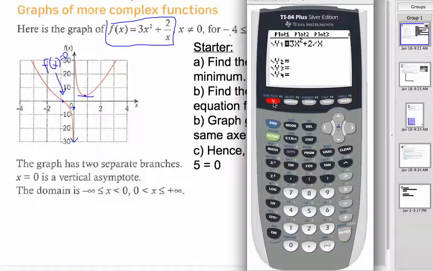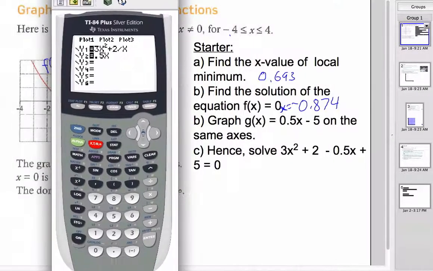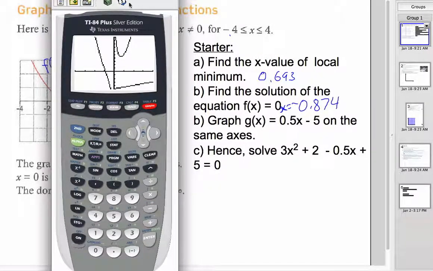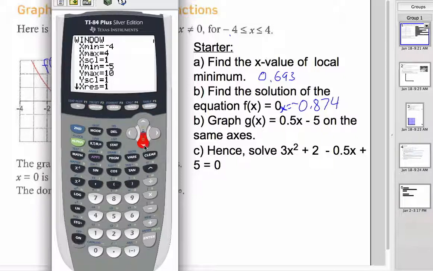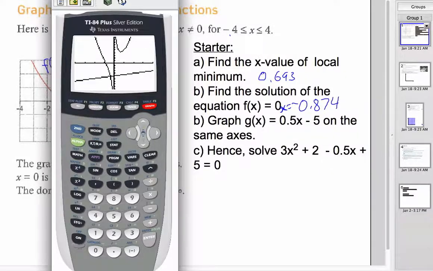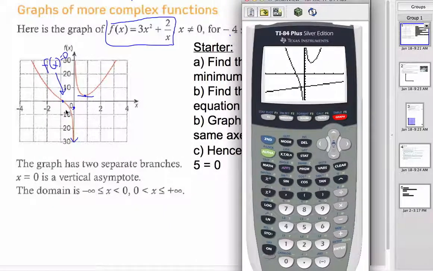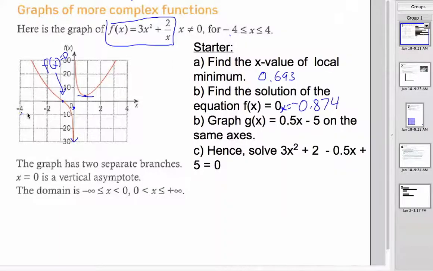So I'm going to graph that on the calculator. Let's see what that looks like. 0.5x minus 5. So that's what it looks like. I'm going to change my window now, I'm going to change the y min to be -10. Alright, so that's what it looks like there. So let's basically sketch that right here. So we do have one point of intersection right there.